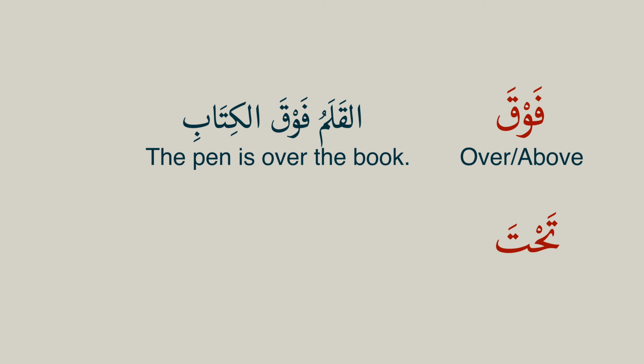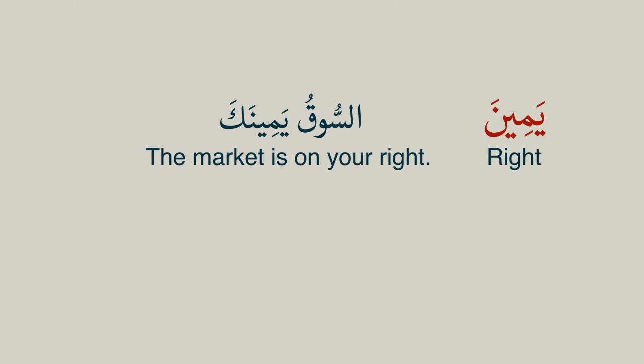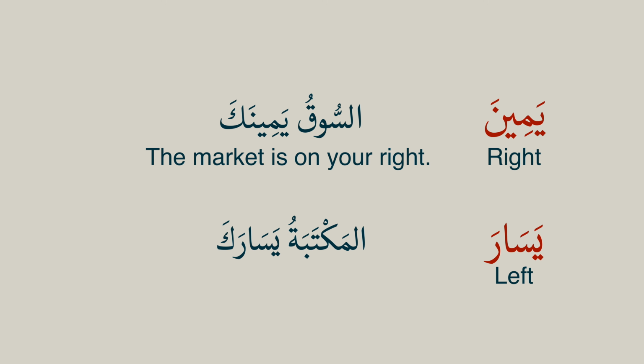Number four, تحت, meaning under or beneath. For example, السيارة تحت الشجرة, the car is under the tree. Number five, يمين, meaning the right direction. For example, السوق يمينك, the market is on your right. Number six, يسار, meaning the left direction. For example, المكتبة يسارك, meaning the library is on your left.